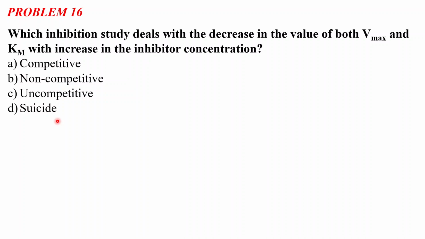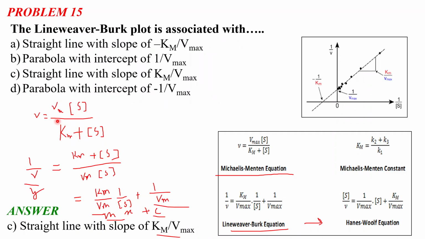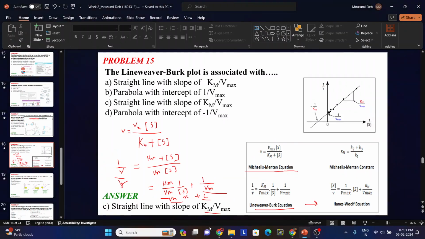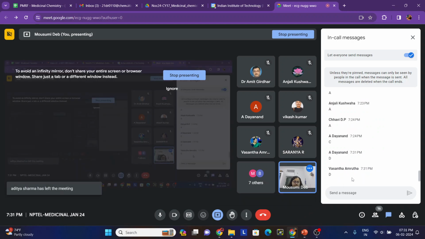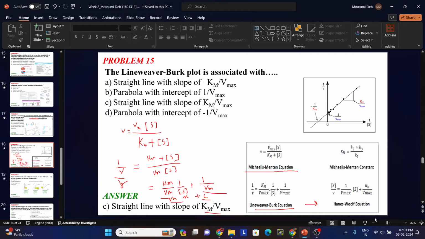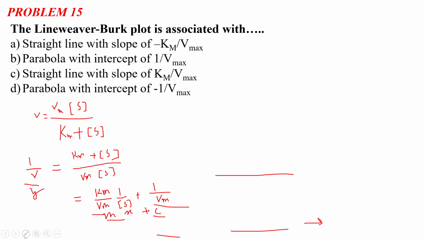Which inhibition study deals with the decrease in the value of both Vmax and Km with the increase of the inhibitor concentration? Let me check the chat box. Okay, so I think I have a few answers. Number D. The responses are getting fewer. Since there are no marks, I want all of you to try. Even if your answer is wrong, you should try to answer these questions.